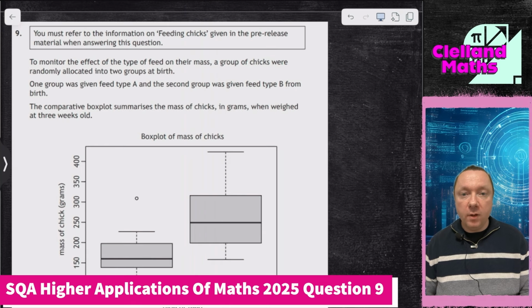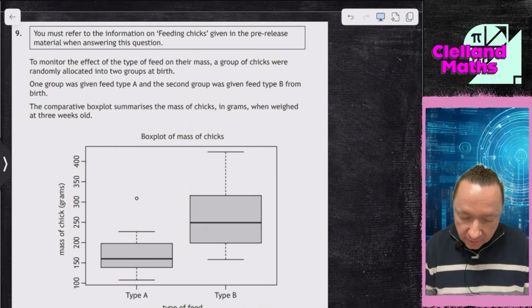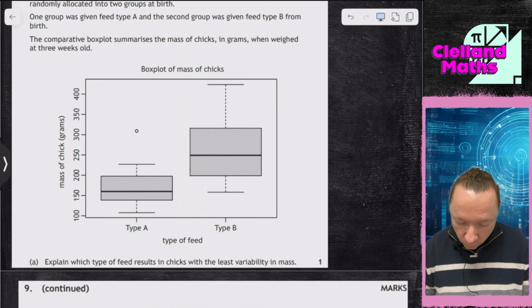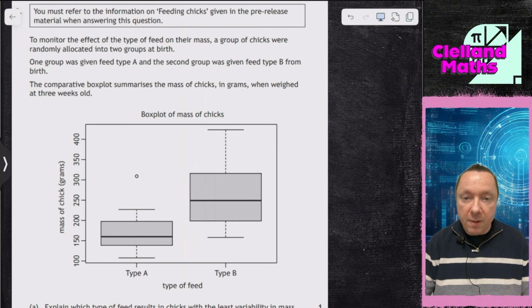SQA Higher Applications of Maths 2025 question 9. You must refer to information on feeding chicks. To monitor the effect of a type of feed on their mass, a group of chicks were randomly allocated 2 groups at birth. One group was given type A and the second group was given type B. The comparative box plot summarises the mass of chicks in grams when weighed at 3 weeks old. Explain which type of feed results in chicks with the least variability in mass.